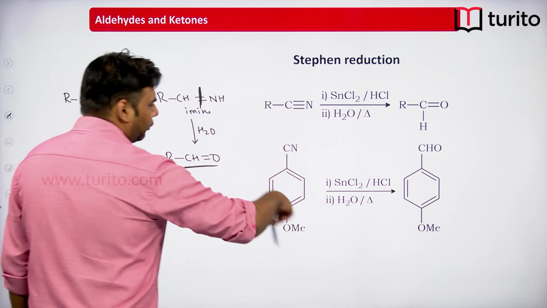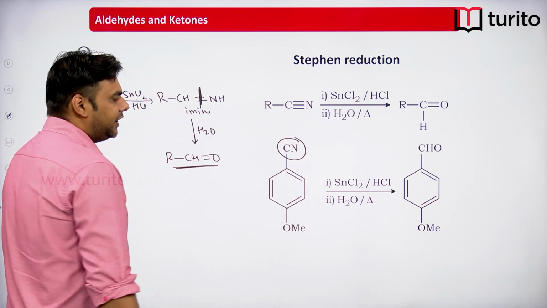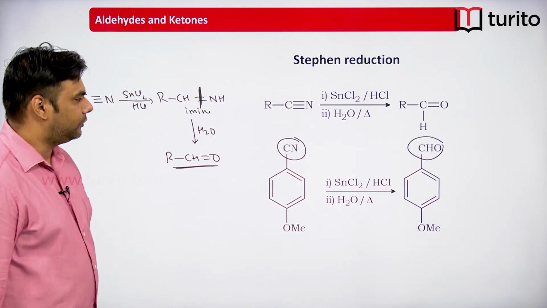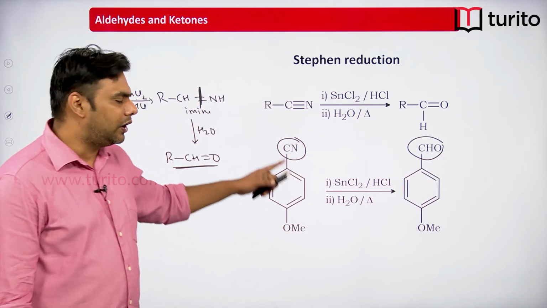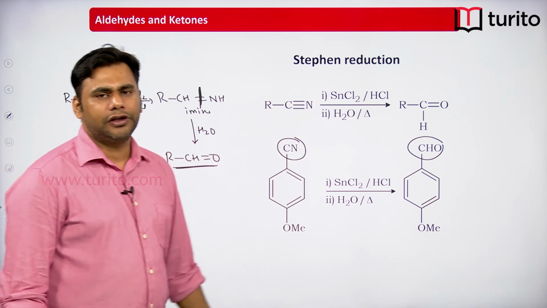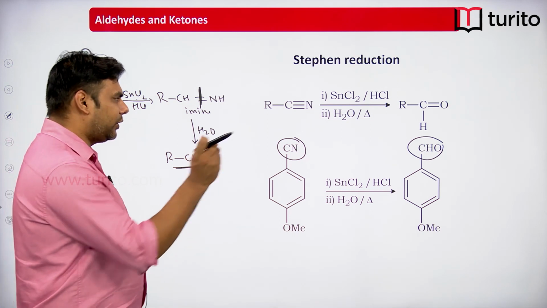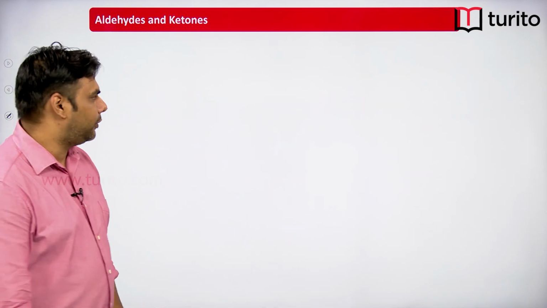Similarly, suppose you have this molecule, you can see that we have a CN and you add SnCl2 and HCl, so CN will get converted into CHO. So the Stephen reaction is used to convert CN directly into CHO. You need to remember all the reactions, particularly, so that just upon looking at the reaction, you should be able to predict what the product is.